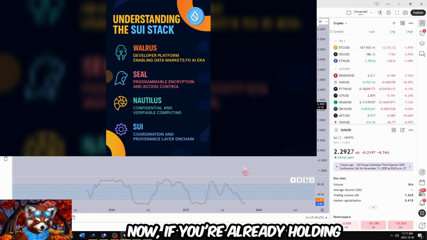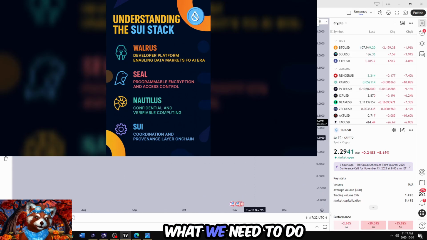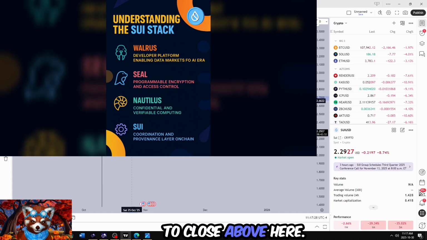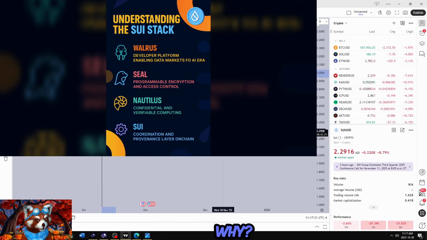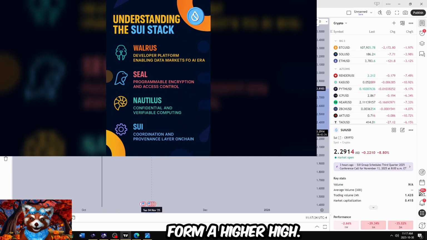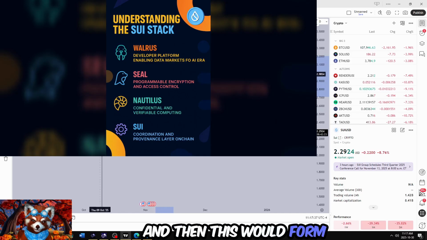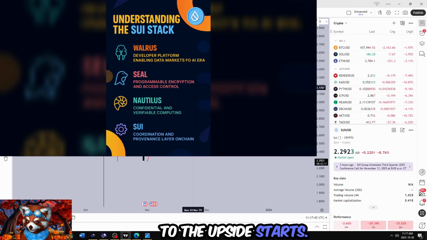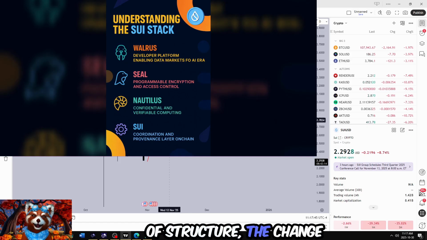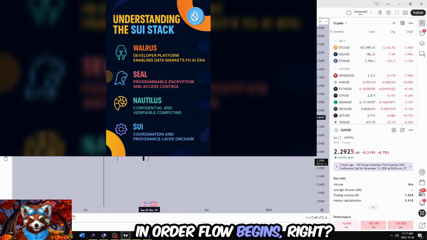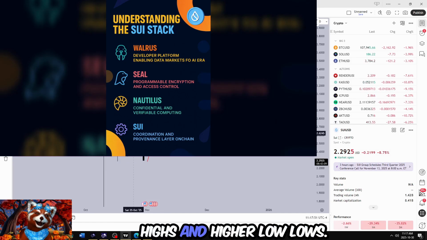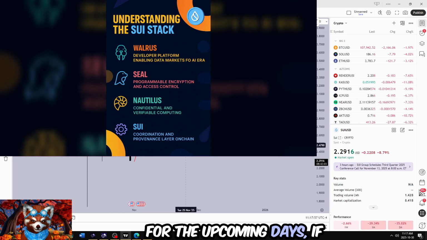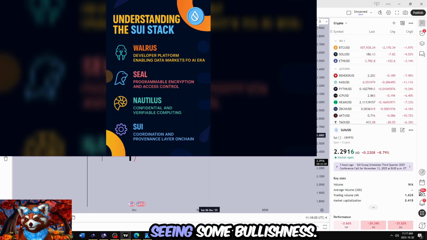Now, if you're already holding Sui and you want to know what we need to do to start seeing a bullish trend, I will tell you. So first thing, we need to close above here. And second thing, we need to close above here. Why? Because this would form a higher high, right? And then this would form another higher high. And that is how the step ladder to the upside starts. And that is how the break of structure, the change in order flow begins, right? You want to start seeing higher highs and higher lows. So for the daily time frame, for the upcoming days, if you are a holder, this is what you want to see to start seeing some bullishness.